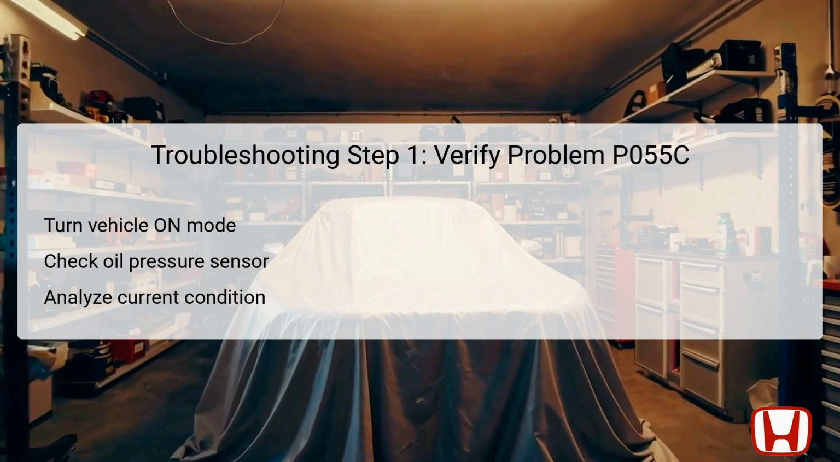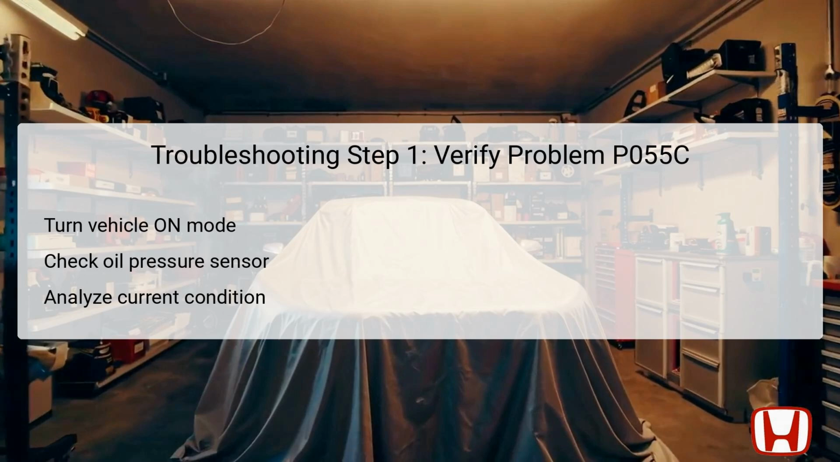The first step in troubleshooting the DTC P055C is to verify the problem by turning the vehicle to the on mode. Following this, you will use the HDS, or Honda Diagnostic System, to check the current conditions of the rocker arm oil pressure sensor. You will specifically look for the sensor voltage. It should ideally be above 0.18 volts.